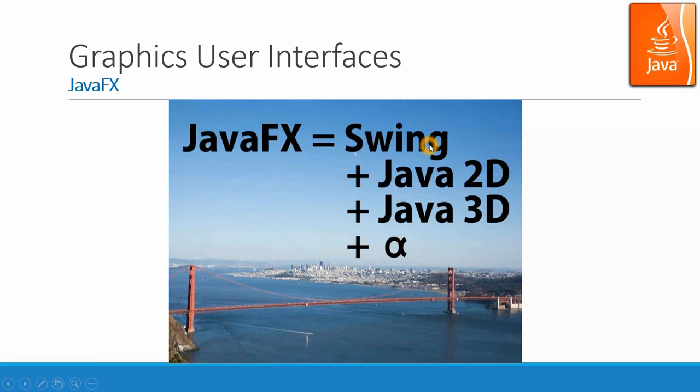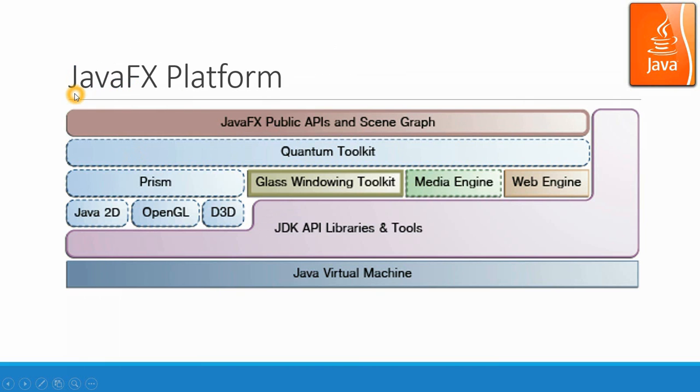And Java AWT and Swing were improved with Java 2D and Java 3D and some other functions to become JavaFX. It was released later. JavaFX includes Java 2D, that is the JFC, and different Java JDK API libraries and tools, plus the JavaFX new web engine, media engine, windowing toolkit, Prism, these different toolkits to become the JavaFX Platform. So the JavaFX Platform is a bigger set compared to Swing and AWT.